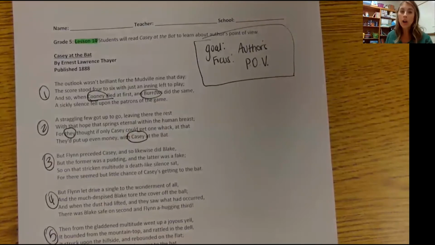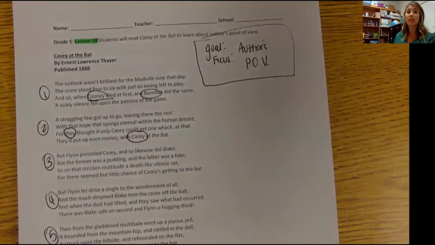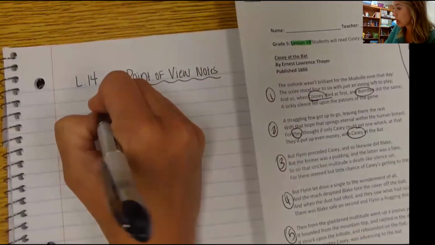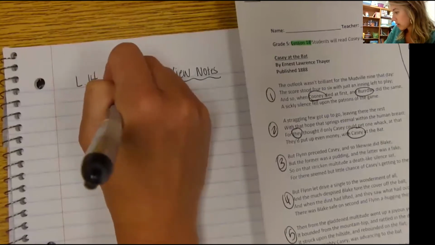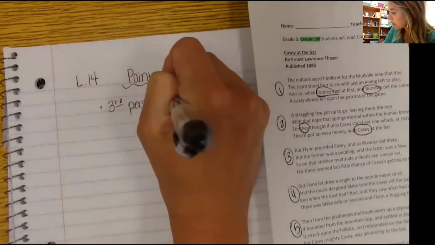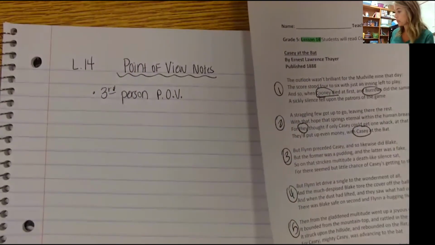So on our notes, our point of view notes, I want you to write third person point of view. This will help you to write in third person when you rewrite the last few stanzas on your own as your independent practice. We want to make sure that you talk about the other characters and not just yourself. So write down third person point of view, or POV. It's just a shorter way to write it.